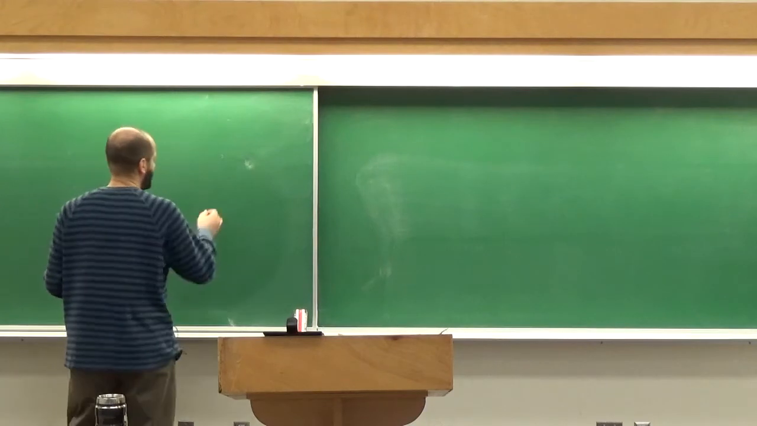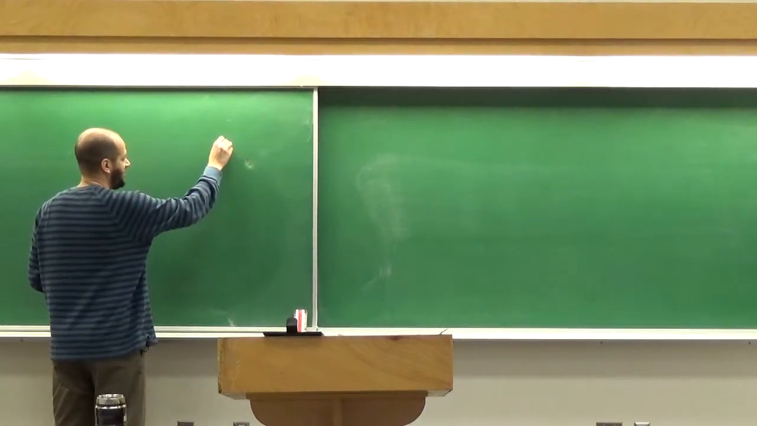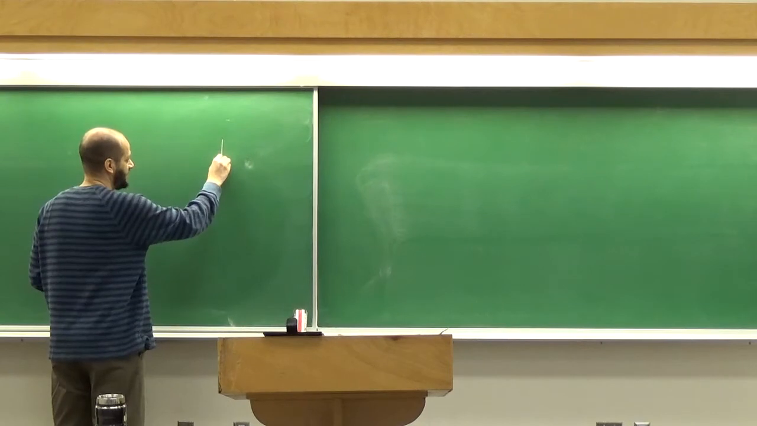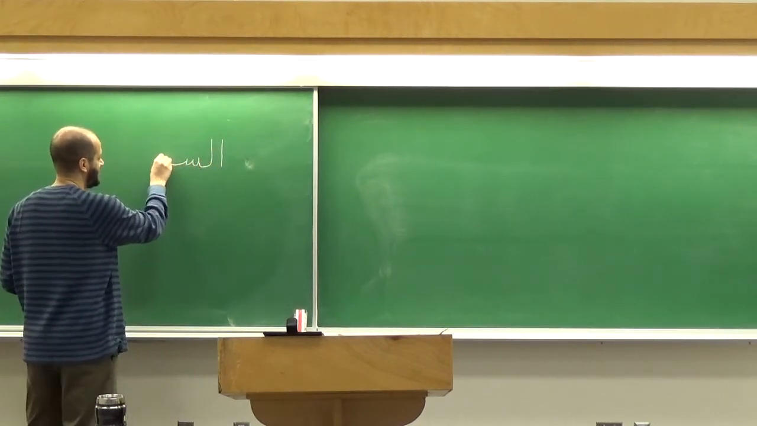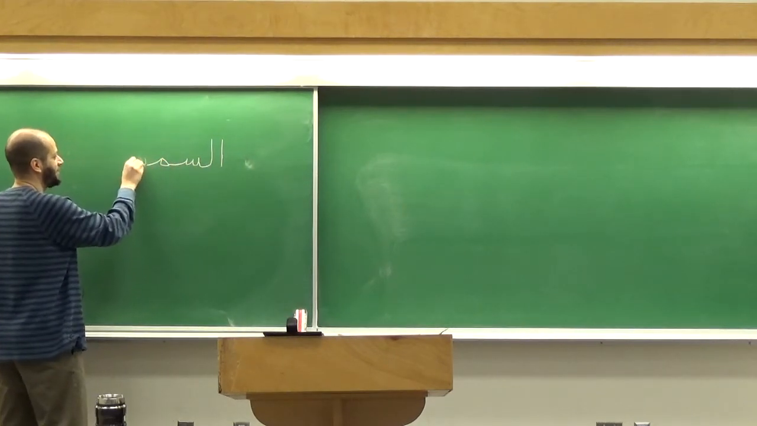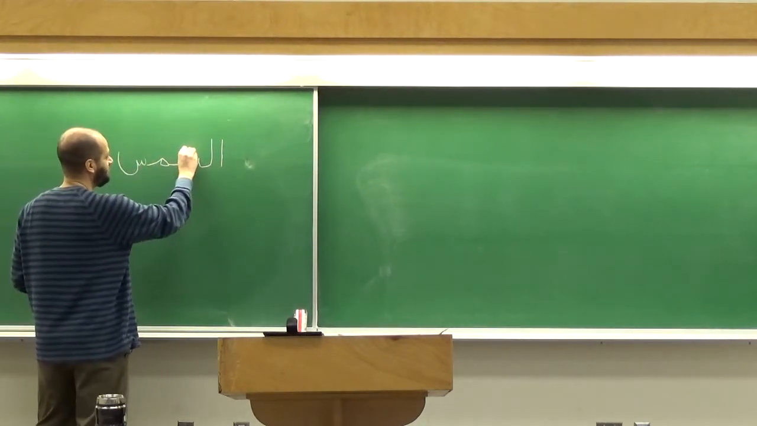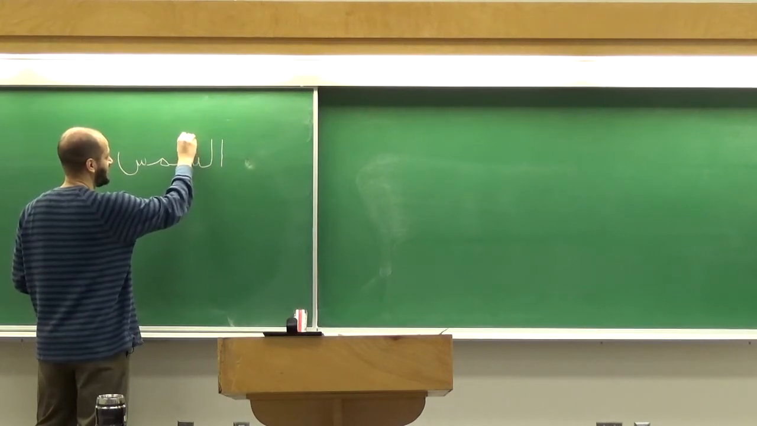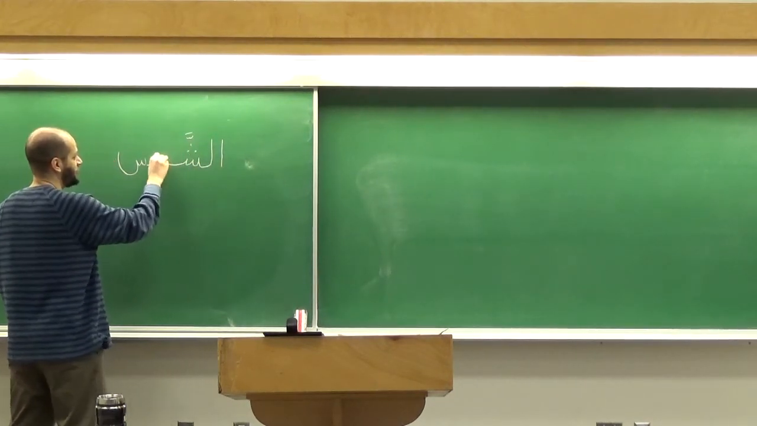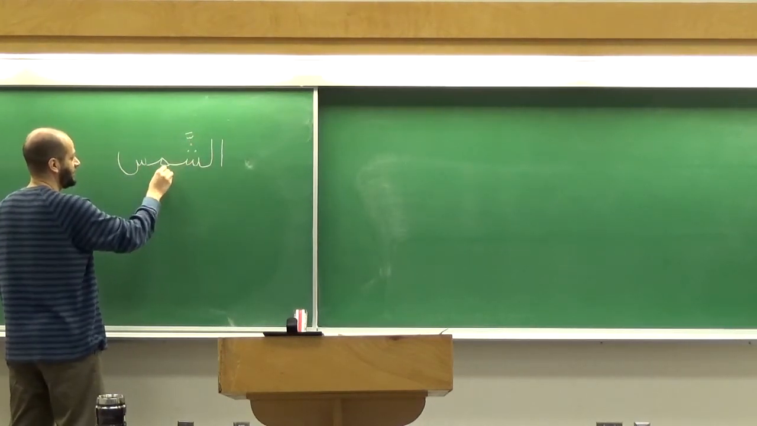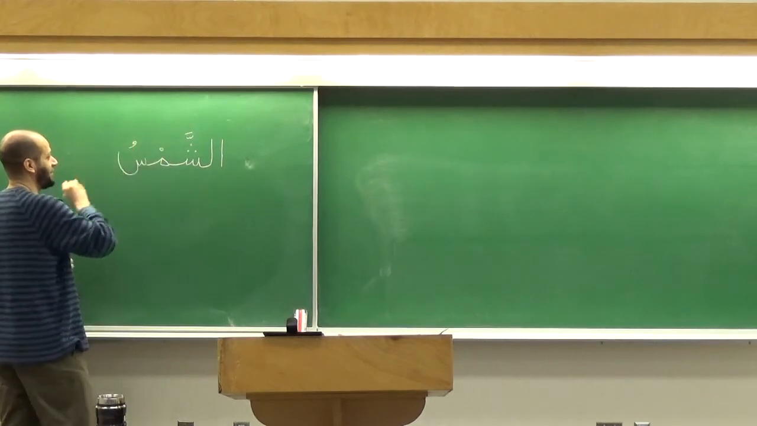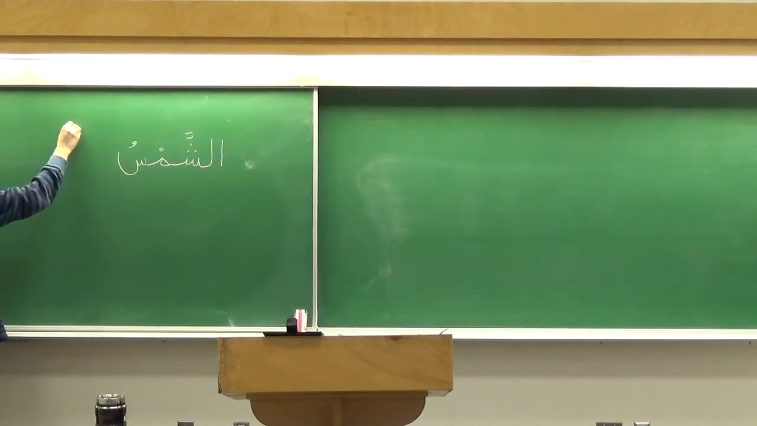So when referring to the L of At-Ta'rif, usually in the books of Tajweed you will find that the letters of the alphabet are divided into 2 groups. One group is called Al-Huruf Al-Shamsiyya, if you want to translate it, the sun letters. And the other group is Al-Huruf Al-Qamariyya, or the moon letters.